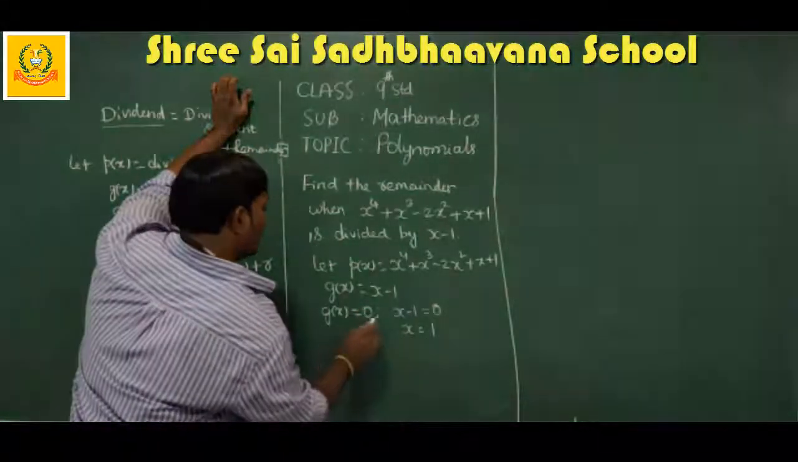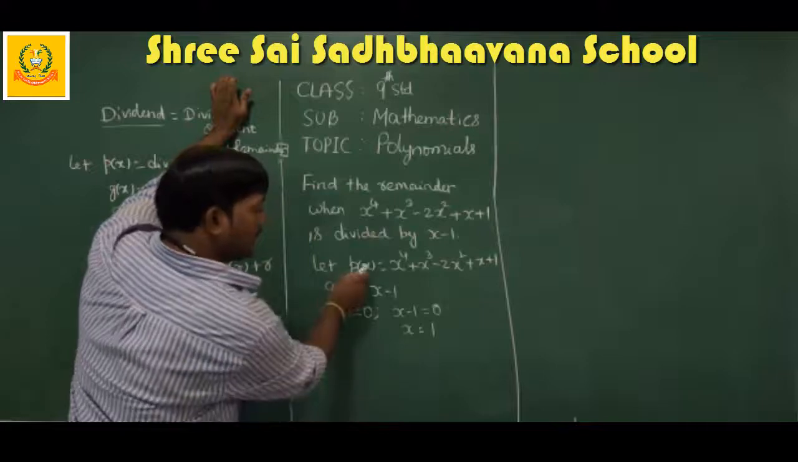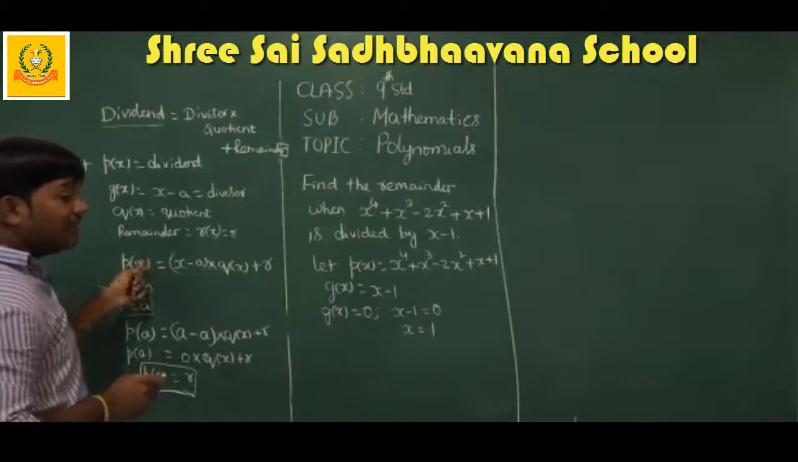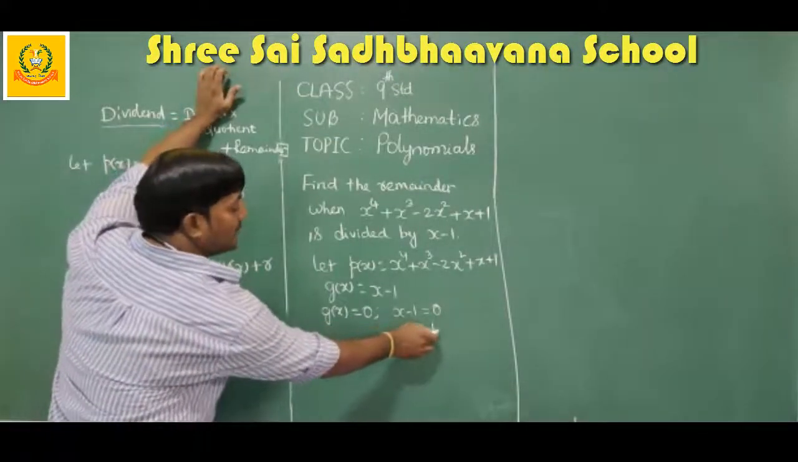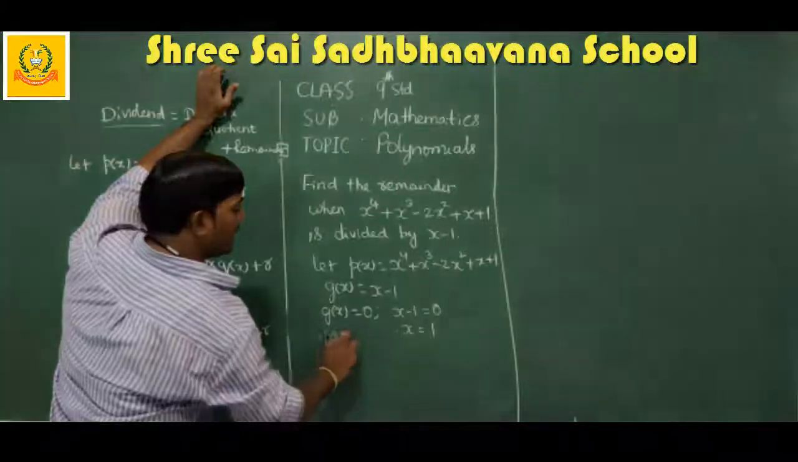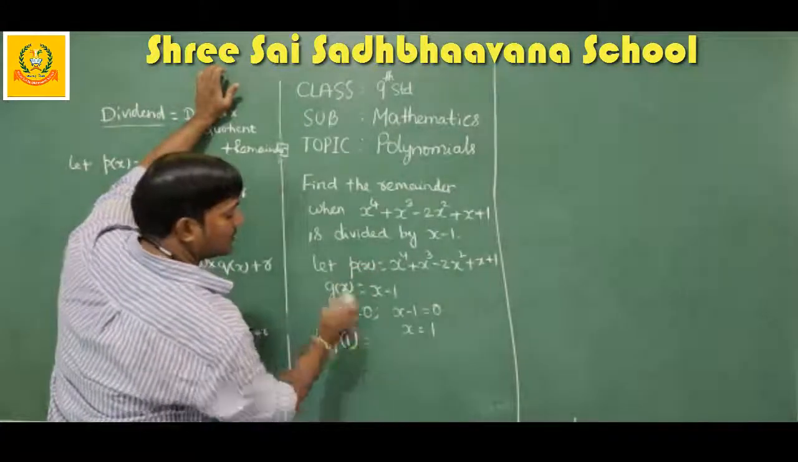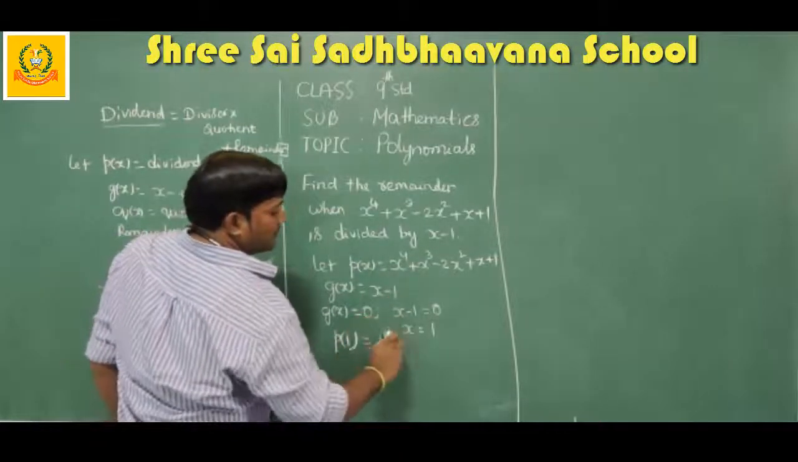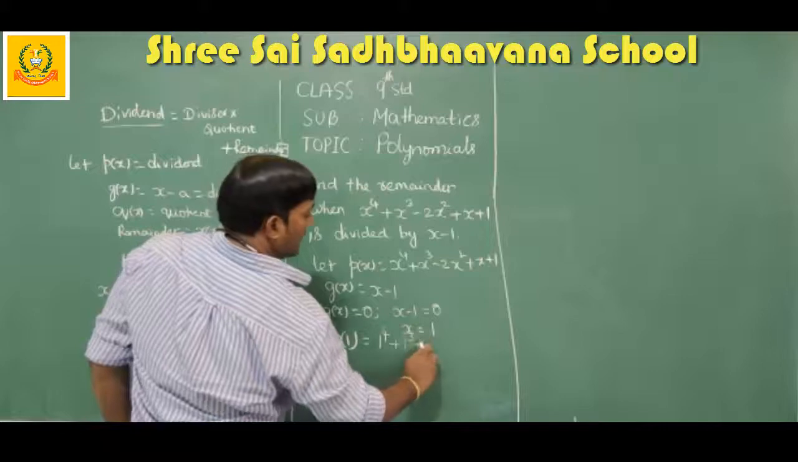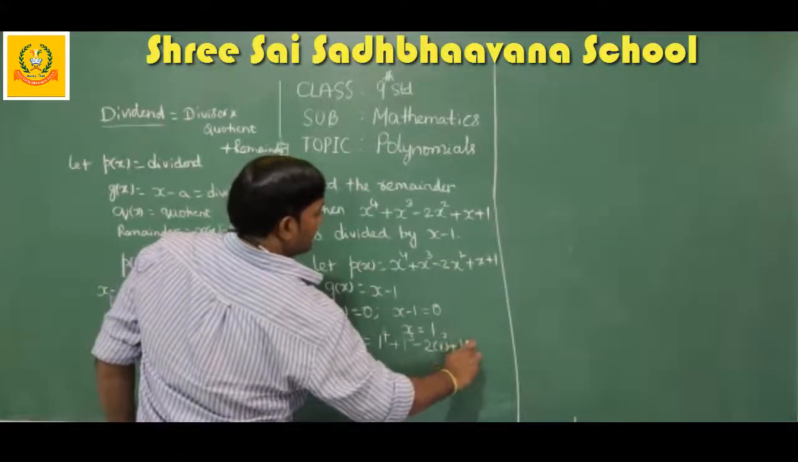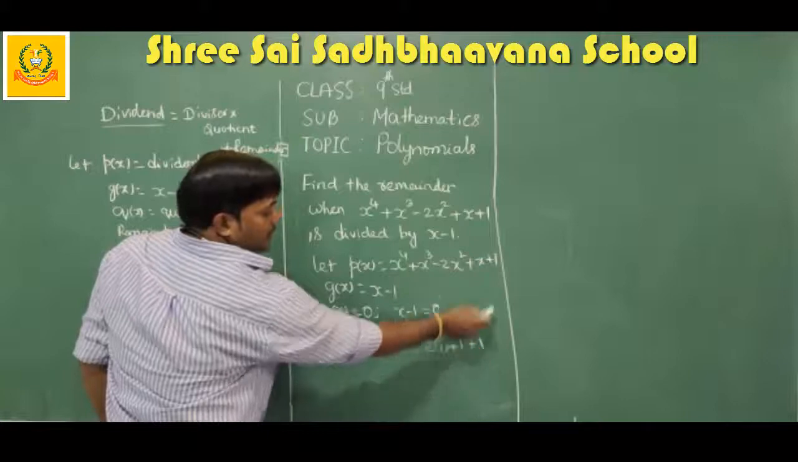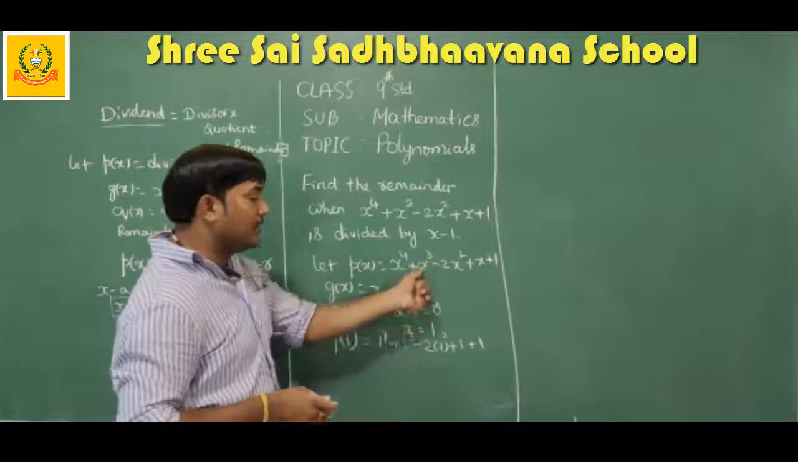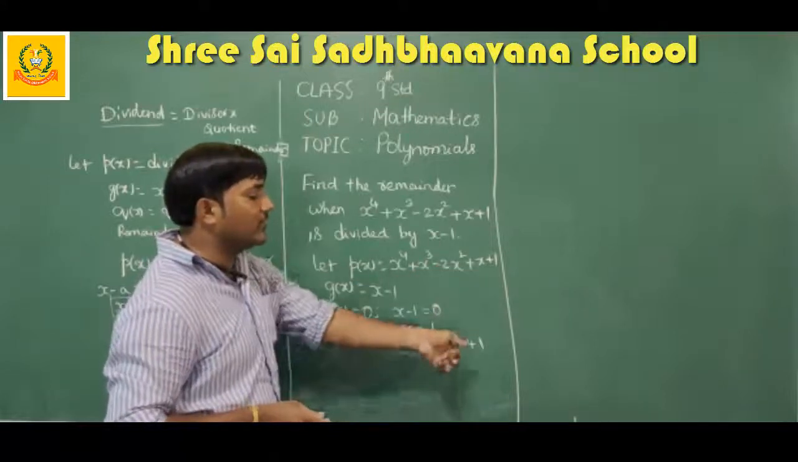So wherever x is equal to 1 we got, here where we have to substitute, x is equal to a, we substitute in the place of x. Similarly, this x is equal to 1, this 1 you have to substitute in p of x. Wherever x is there, you substitute 1. So what do you get? P of 1 is equal to 1 power 4 plus 1 cube minus 2 into 1 square plus 1 plus 1. See, the constant will not change, that 1 is retained as it is. And in the place of x, substitute 1.